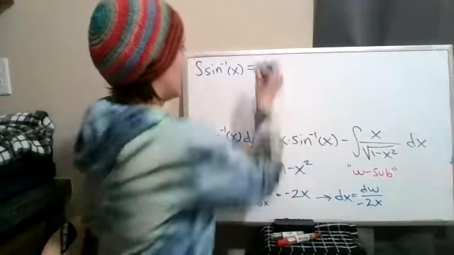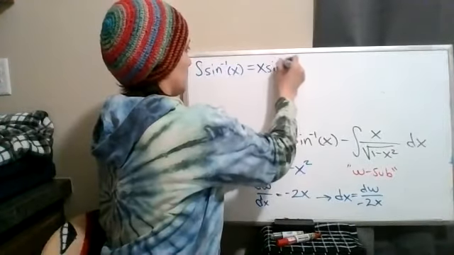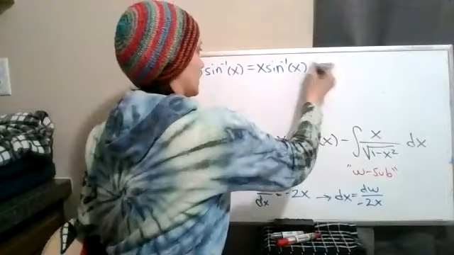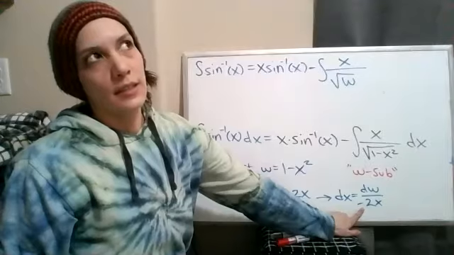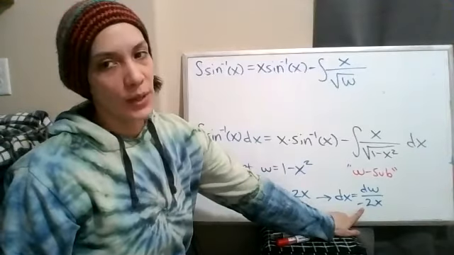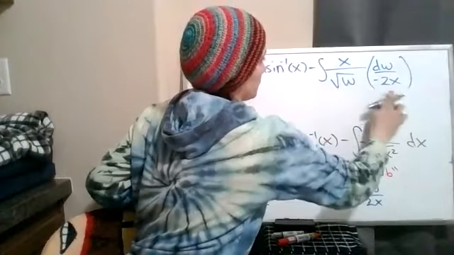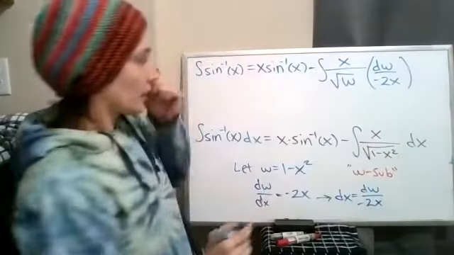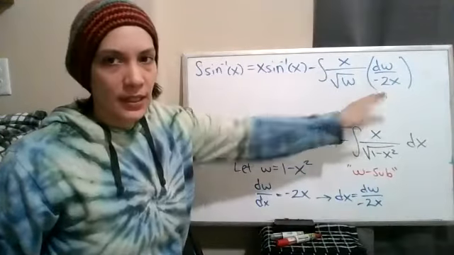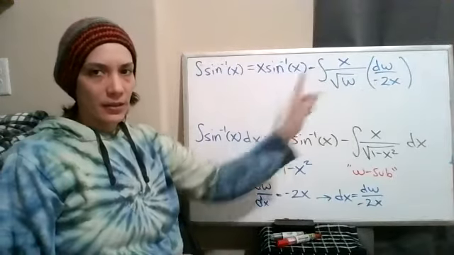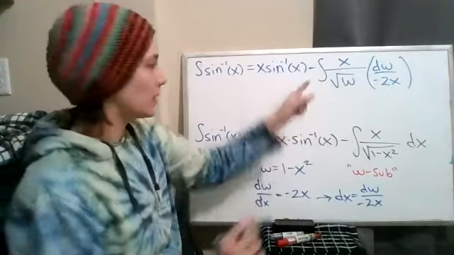So I've got this guy. Minus the integral of x over root w dx, which is dw over negative 2x. So x over x will reduce to 1. This negative and a negative will make it a positive integral. And I'm also going to bring out the 2 in the denominator.